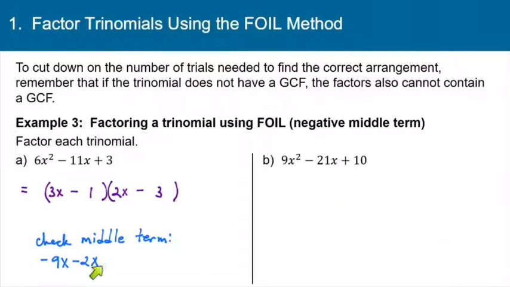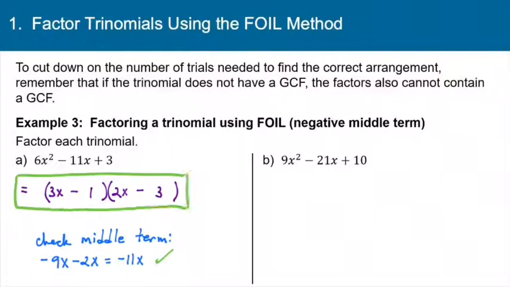Together, negative 9x and negative 2x add up to negative 11x, which is exactly the middle term that we wanted. So right out of the box, on the very first try, we found the correct arrangement of terms. Now let's try part B, and I think this is a really good time for you to pause the video and try working this one by yourself, and then we'll go through it together.